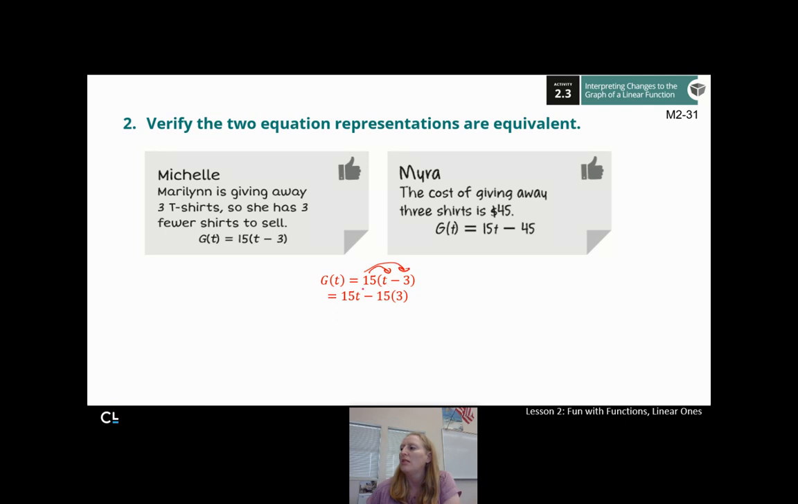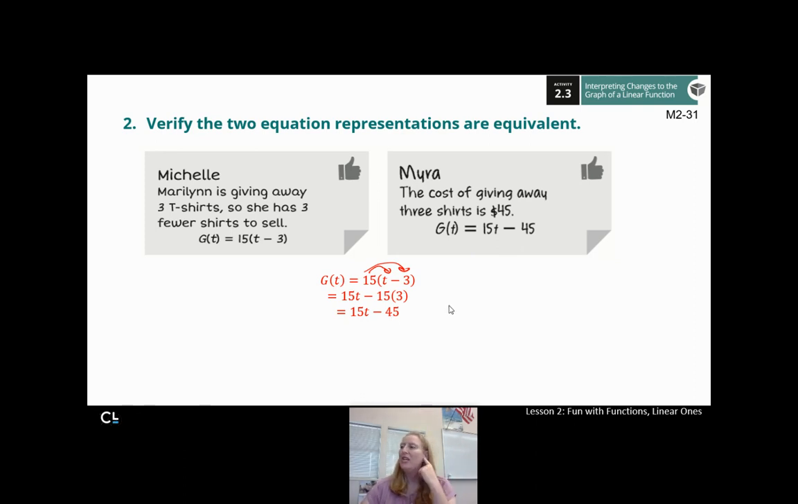So 15 times t over here, and then 15 times a negative 3, or minus 15 times 3. I didn't write that very well, did I? So that means if I do negative 15 times a negative 3, that gives me negative 45. And sure enough, it now matches Myra's equation exactly.